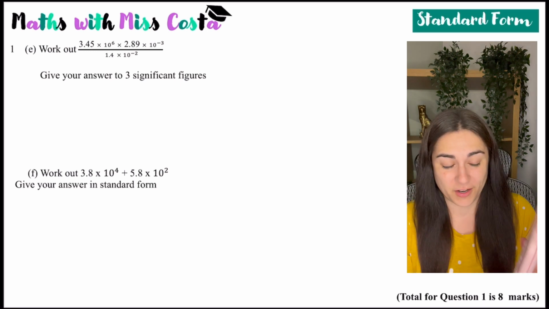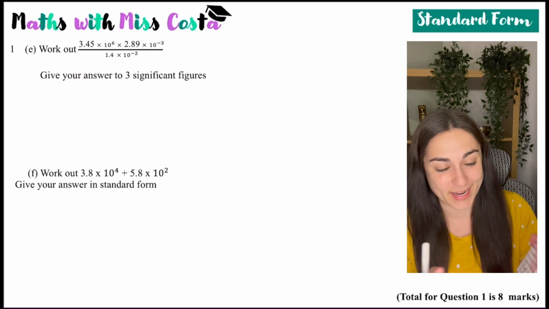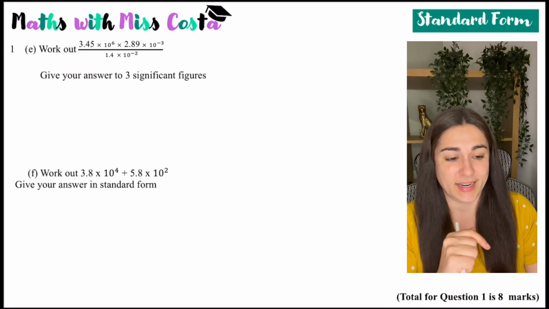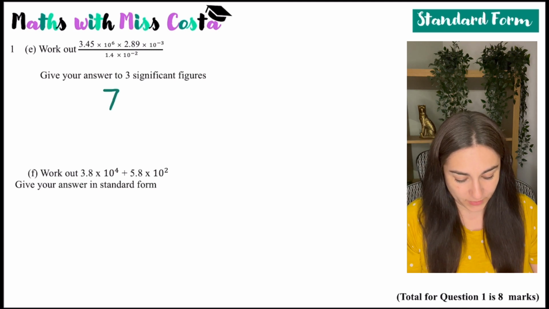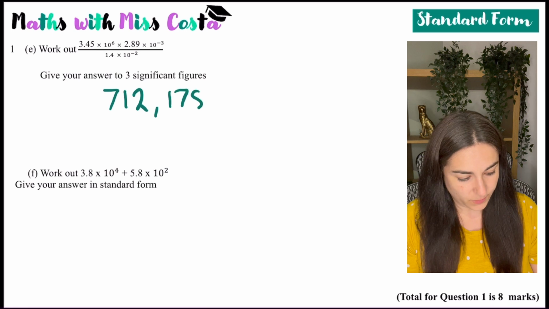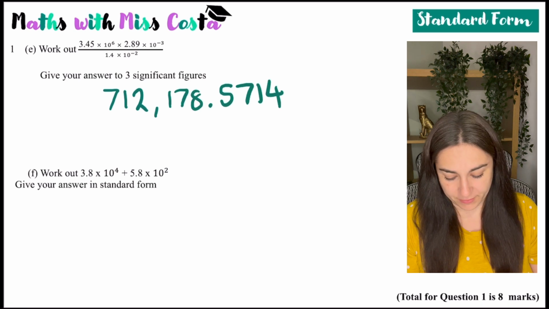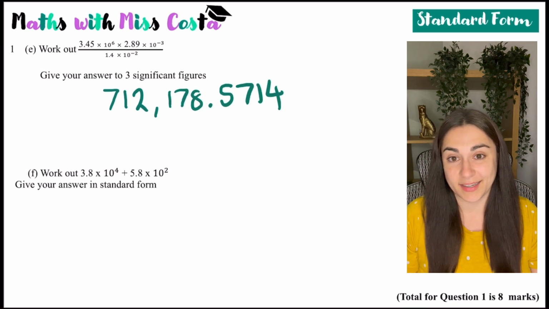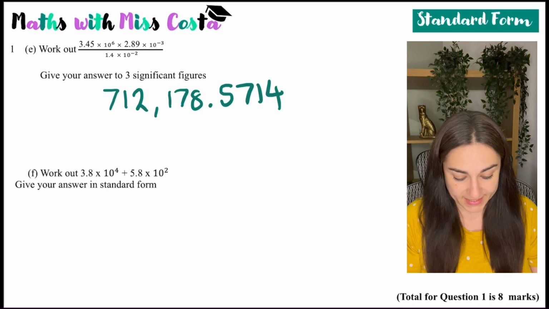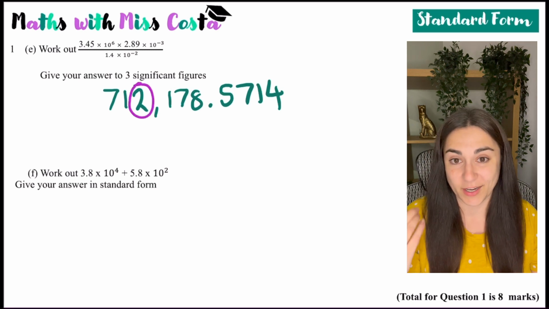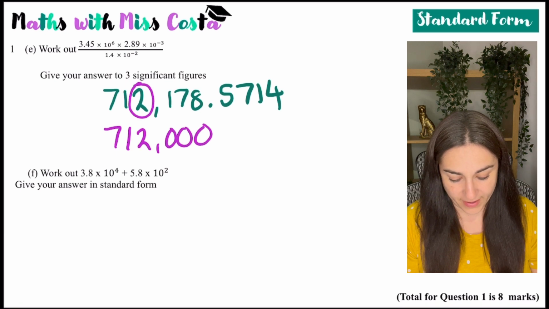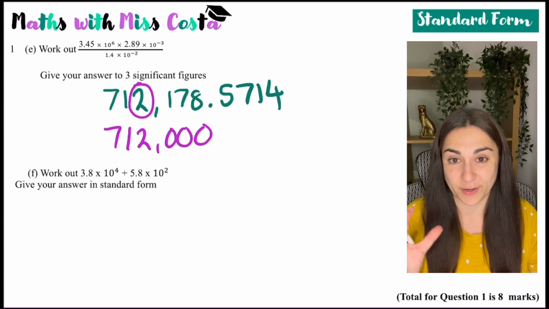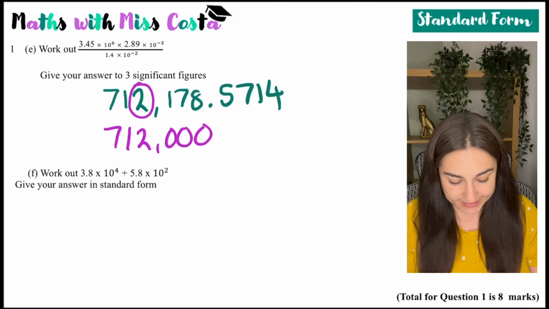You're going to get a number that looks like this. Annoyingly, on this calculator you have to press format and then decimal in order to turn it into a decimal. Once I've got that, it gives me the number 712,178.5714, and the question's asking me to give my answer to 3 significant figures. So for 3 significant figures, I circle the 3rd digit and then I round, so that would be 712,000, because 1 is less than 5, so it rounds down. Next, I've got an addition.